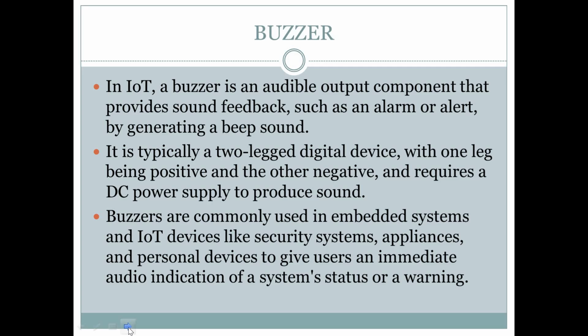So first we are going to see what a buzzer is in IoT. A buzzer is an audible output component that provides sound feedback, such as an alarm or alert, by giving a beep sound. It is a digital device. A buzzer has two legs: one leg is positive and the other is negative. It requires a DC power supply to produce the sound.